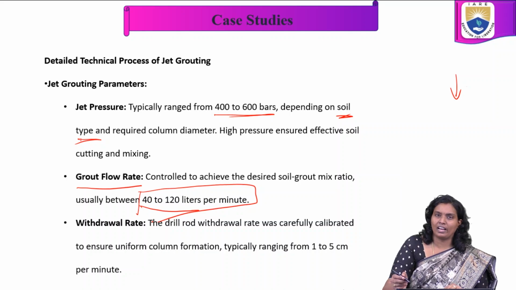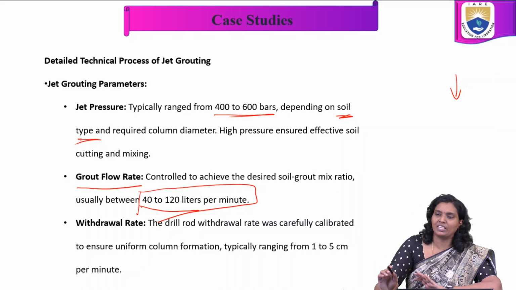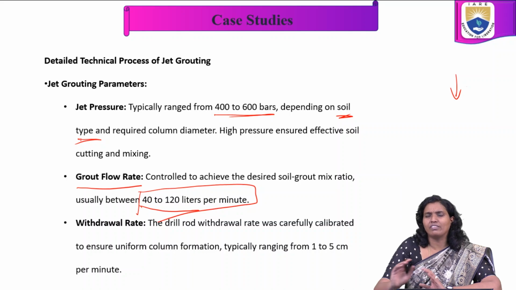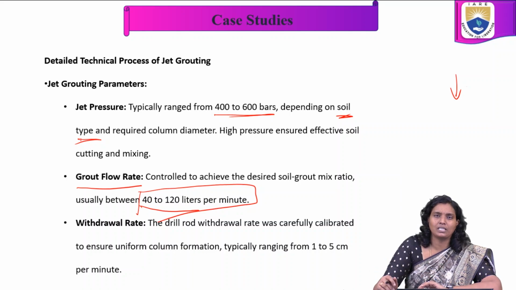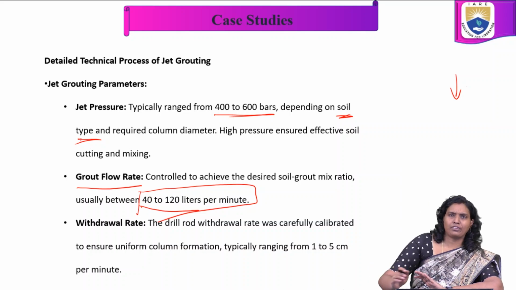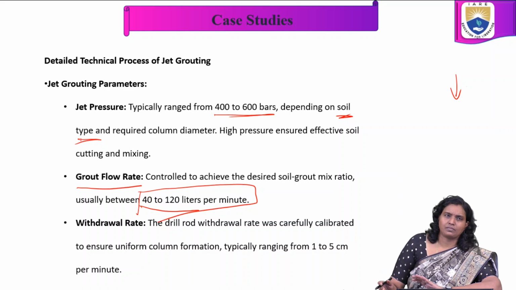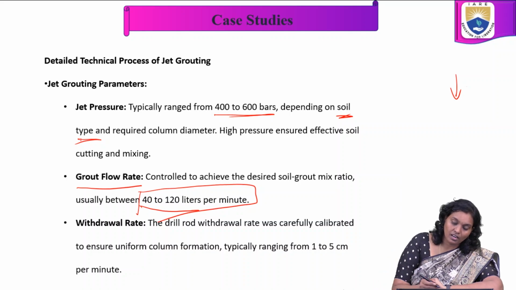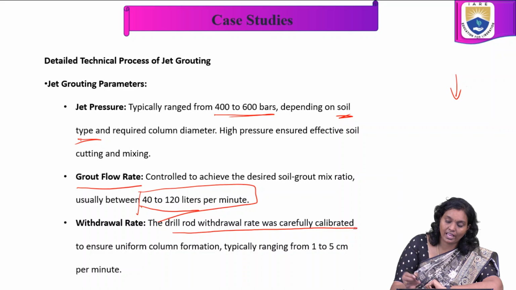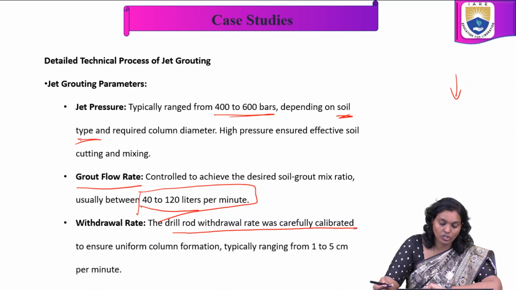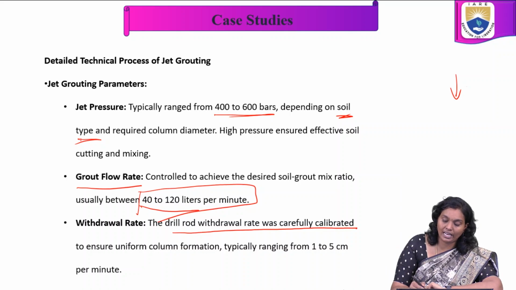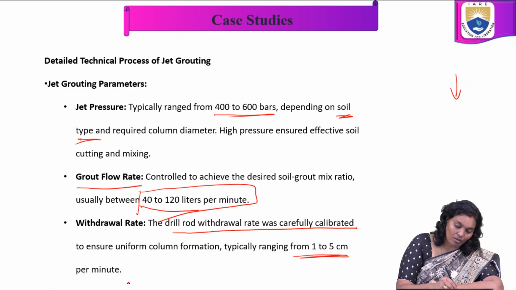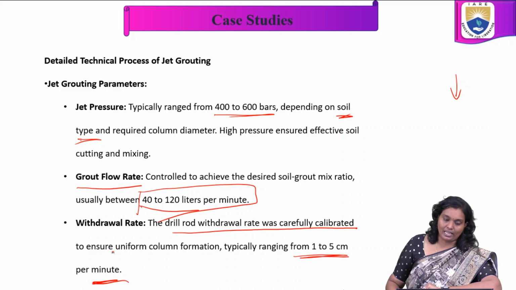So the withdrawal rate: once we are assured of the soilcrete columns, the uniformity we will achieve, and the desired properties we will get, we withdraw the drill rod after we are assured of the continuous effect. Now the drill rod withdrawal rate was carefully calibrated to ensure uniform column formation, typically ranging from 1 to 5 centimeters per minute. So like that we have to understand these numericals.